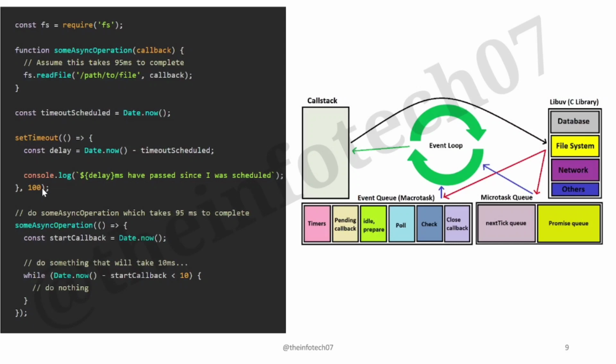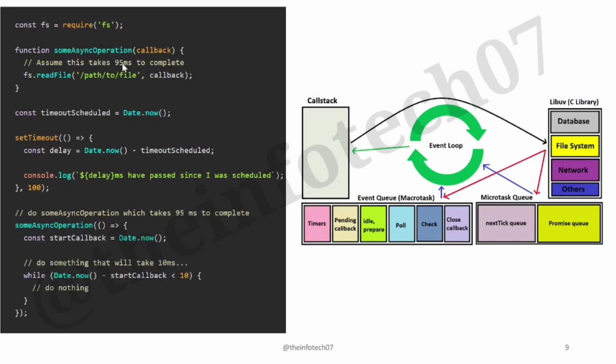in the timer phase, and the timer is executing in the libuv library using system resources. The timer continues, and once the 100 threshold is reached, this callback will be registered in the timer phase. It is sent to the libuv API. Then the async function will be called and will start reading this file, which will take 95 milliseconds. After that the callback will be called.